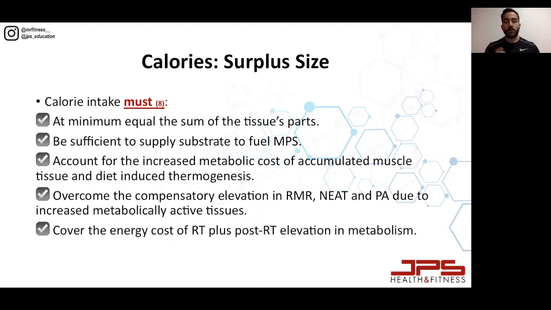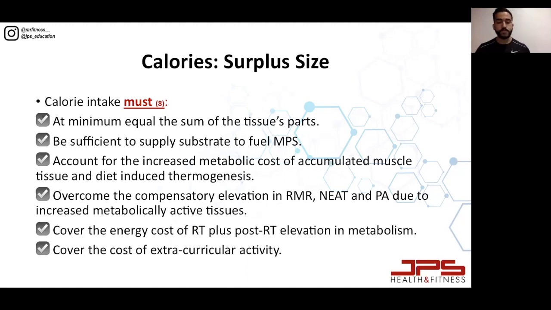The calorie surplus must also cover the energy cost of resistance training, plus the post-resistance training elevation in metabolism. So remember, resistance training requires energy, and afterwards we elevate muscle protein synthesis, which means our metabolism is working in overdrive. We need to account for the energy that is required in that process as well.